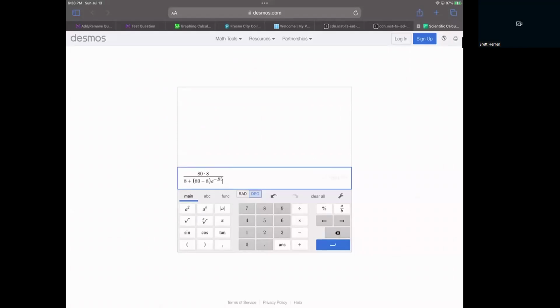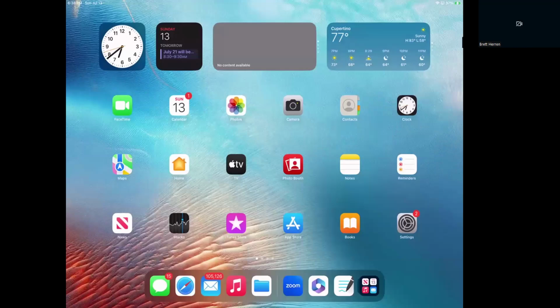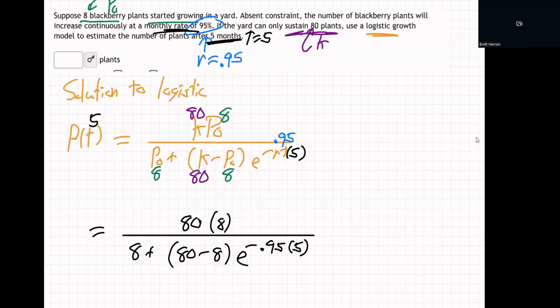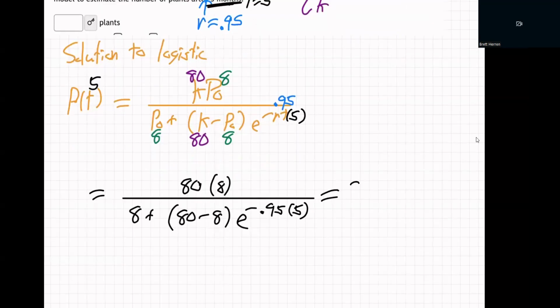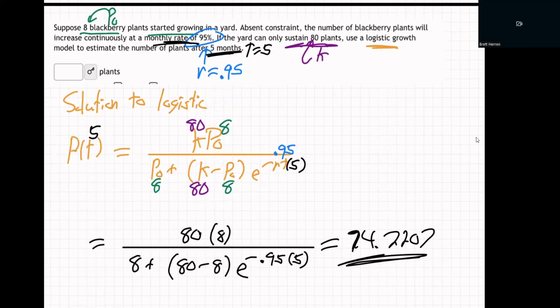That's all up in the power, huh? I've got to do parentheses up there. So minus 0.95 times 5, all of that in parentheses. There we go. So we got 74.22077. Is that what they got? So that must be the answer. There's how many blackberry plants will be there in 5 months. And so there we go.